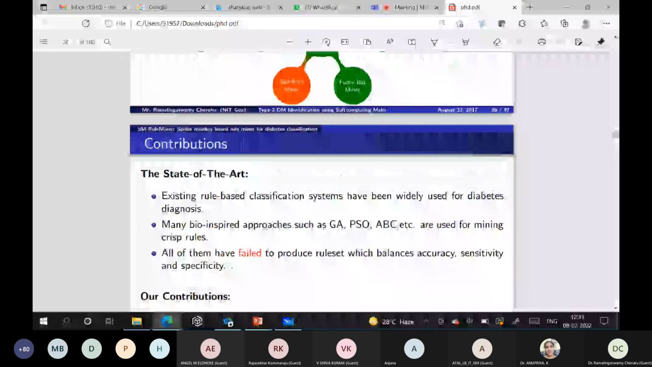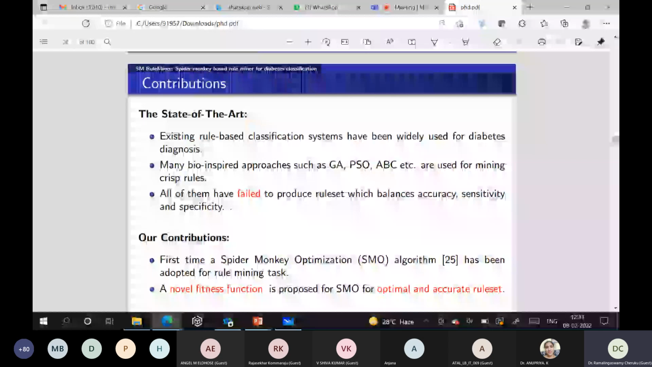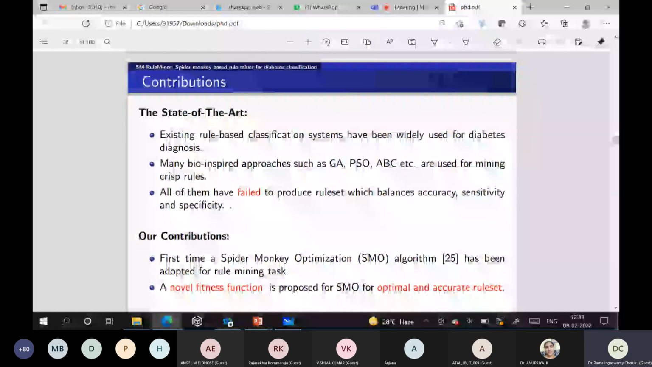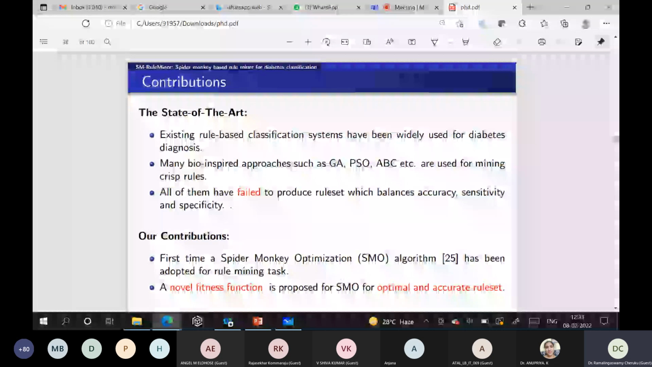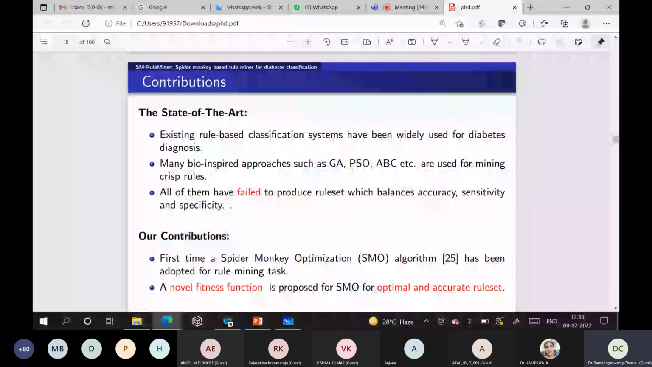The reason why we preferred the spider monkey algorithm for generating these rules is that by the time we proposed the spider monkey algorithm for rule mining, people had already attempted genetic algorithm, particle swarm optimization, and artificial bee colony for diabetes classification. But what we observed is that all of them failed to produce good, efficient rules, or compact rules, you can say.